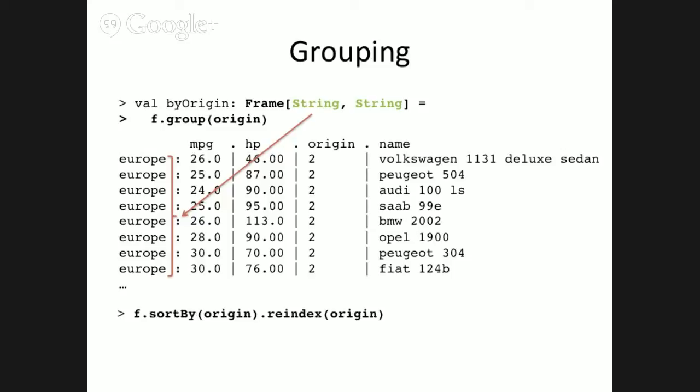The other thing is that what grouping really is equivalent to is that we basically just sorted it, and then there's another method called reindex, which basically swaps the index. It doesn't necessarily actually sort the frame.